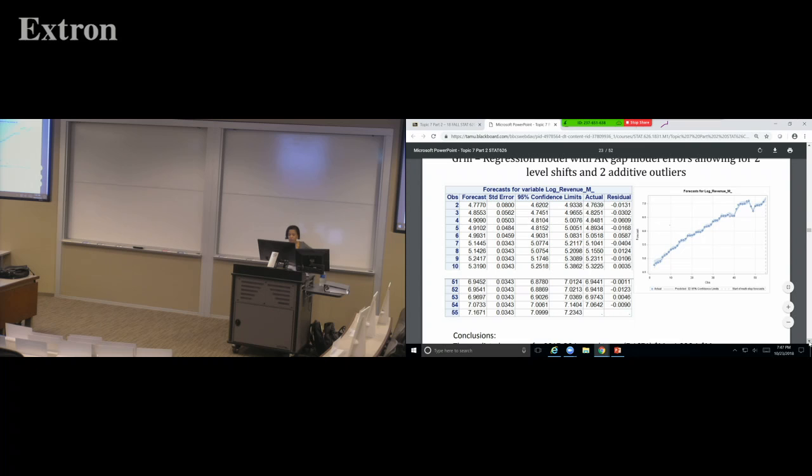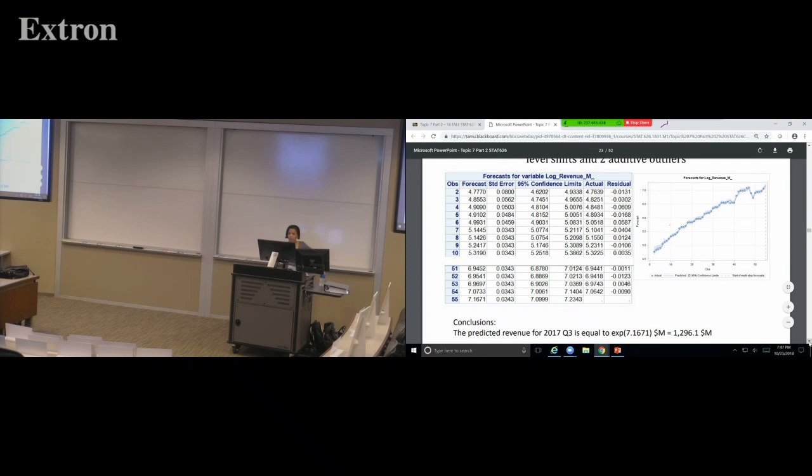And so here on this slide, looking at the forecast using this model, the predicted revenue for 2017 quarter 3 is equal to the exponentiation of this forecast, which comes out to be $1,296 million. It's just horrible the way it says that.